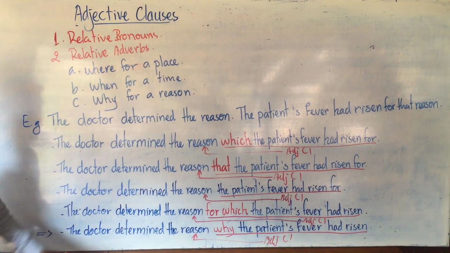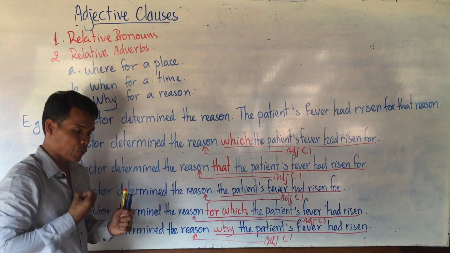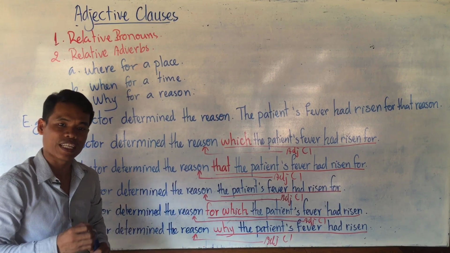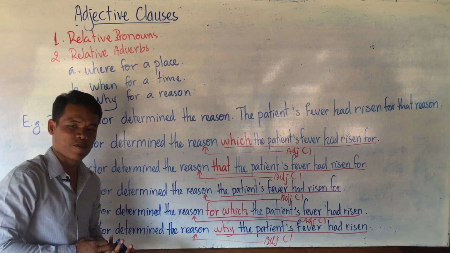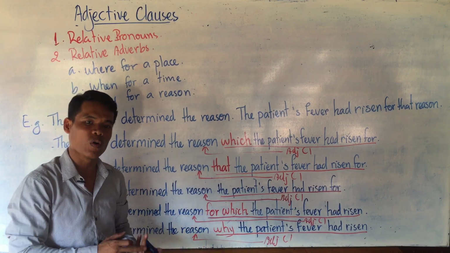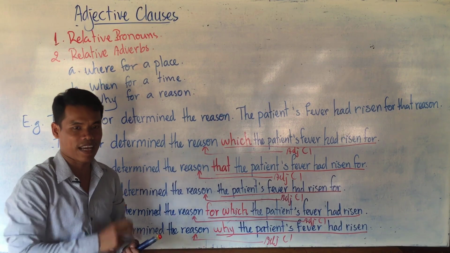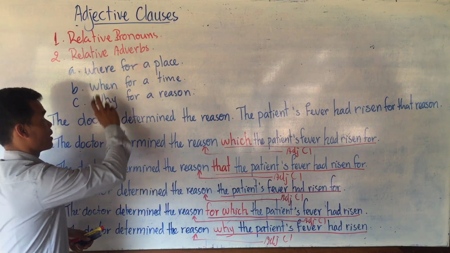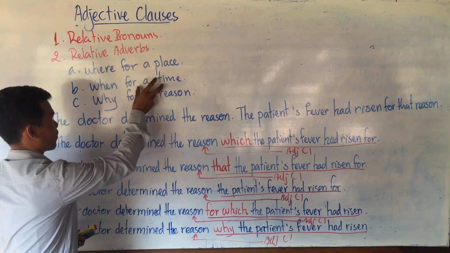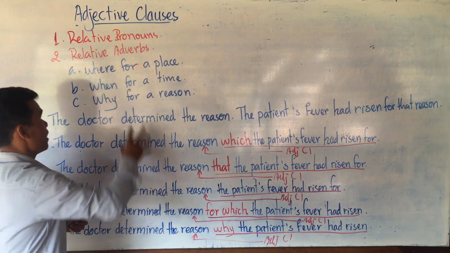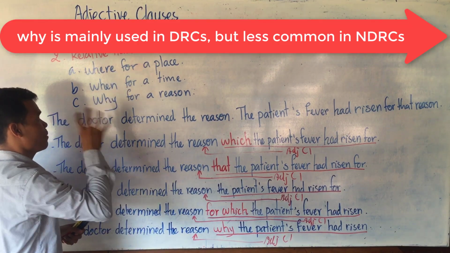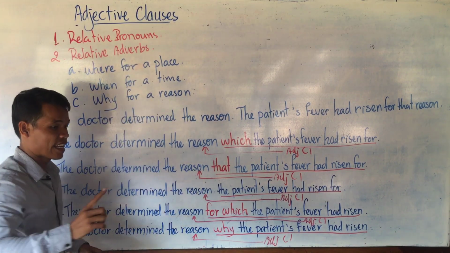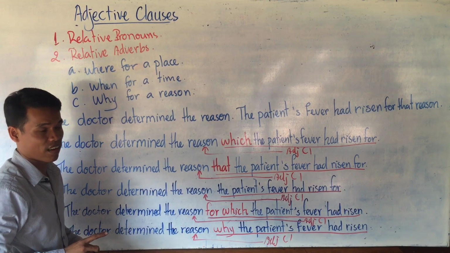Okay. Again, in order to make an adjective clause, we have to use an introductory word within adjective clauses. Number one is the relative pronoun, as we know: who, whom, which, that, and whose. And relative adverbs, we have three: where, when, and why. As we know, where for a place, when for a time, and why for a reason. These three relative adverbs can be used in both defining and non-defining relative clauses, but the relative pronoun that is not used in non-defining relative clauses at all.